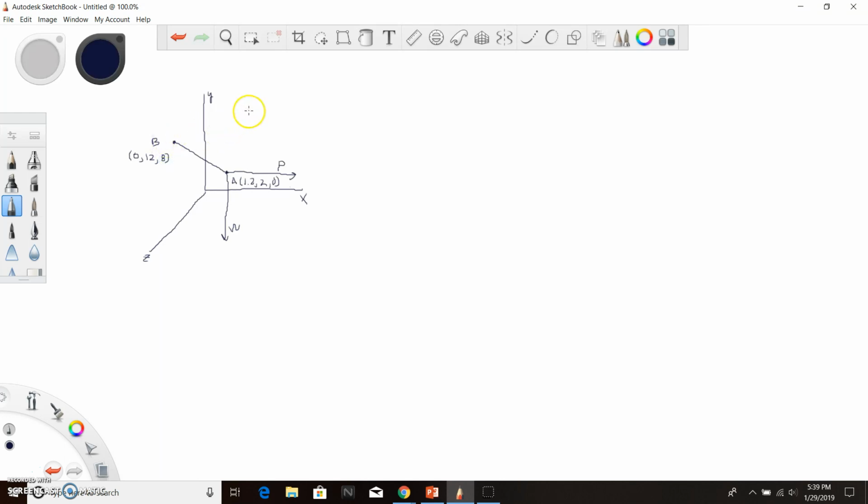Then C is back here. I've got another cable at point C, so I've got another force acting there. Notice all of these are pulling away. Those are in tension.